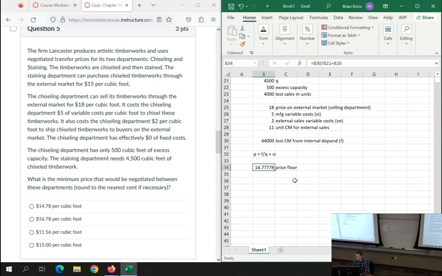So what if we had excess capacity of 4,500 or more? What would our floor price be? Now you've got to do long division in your head, don't you? You don't actually. Almost. You're right to pick out just the number up here. It's this 5. It's just the VI.